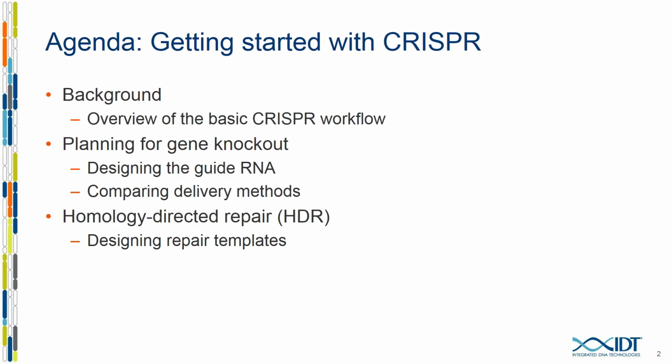So if your goal is to disrupt gene function and perhaps assess the impact of that gene, we'll talk about designing a guide RNA to actually disrupt that gene. We'll move into some discussion of delivery methods, comparing things like lipofection and electroporation. And then at the end, I'll spend a few minutes talking about homology-directed repair templates: things to consider, and how you would actually go about designing and ordering that type of repair template.